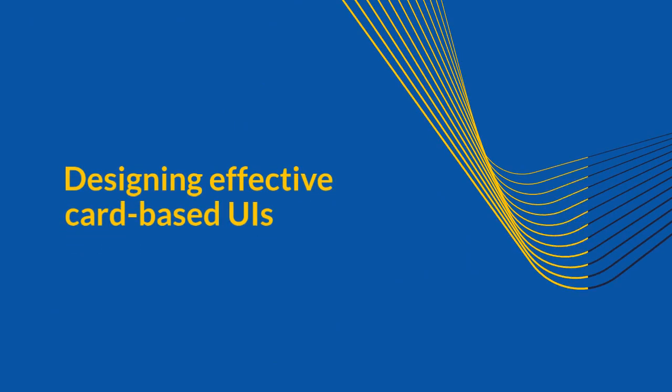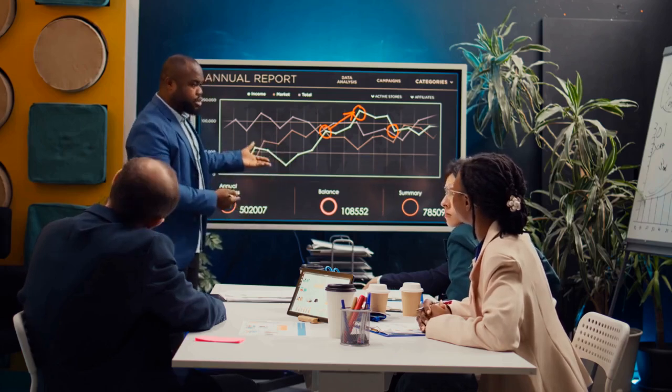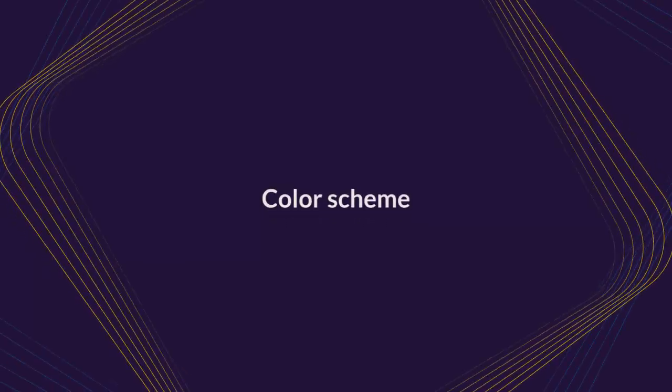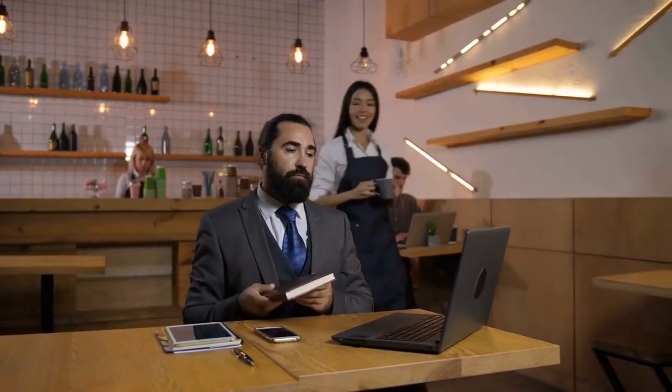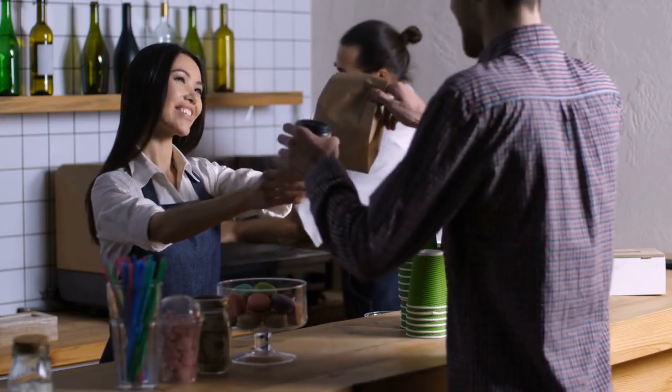When it comes to designing effective card-based UIs, one of the most important things to consider is layout. The way you arrange your cards on the page can have a huge impact on user engagement and behavior. Another key consideration is color scheme. The colors you choose for your cards can have a huge impact on user emotions and behavior. Typography is also crucial. The font you choose for your cards can greatly affect the readability and overall aesthetic of your design.